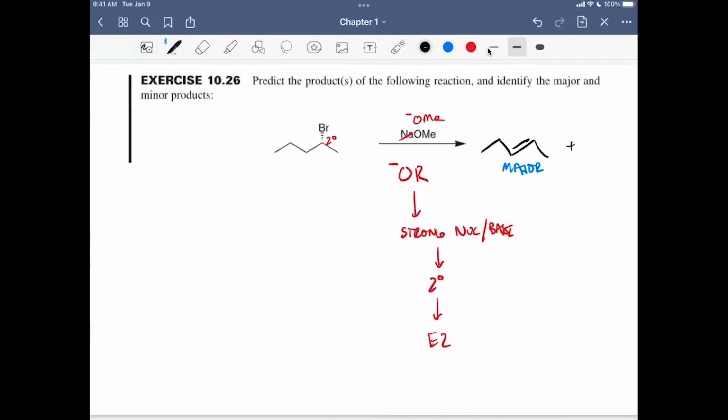If I wanted to draw the minor, you're going to realize that substitution is very straightforward. You're just adding that OMe, and that's the minor product. And why I draw a wedge is because usually when you have substitution, the stereochemistry, when it's a wedge and it goes through substitution, it'll end up as a dash, but in this case, it started as a dash and ends as a wedge. So we have another major elimination for this problem.